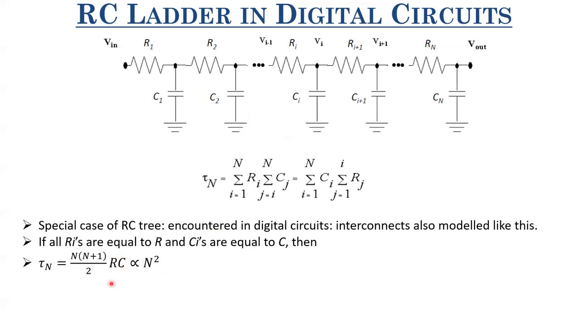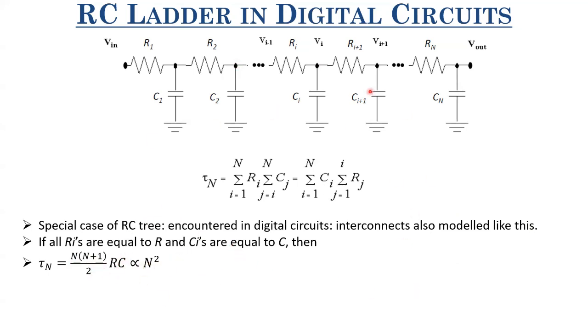And notice that here, this delay or this time constant is actually proportional to n squared. This is just a special case of a tree where there is no tree-like branching, it's just a ladder kind of structure. And the same thing also goes for modeling interconnects. Large wires are also modeled like this, where resistance is distributed and not lumped. So that is how you model interconnects as well. So tau n is n(n+1)/2 times RC, which is proportional to n squared.